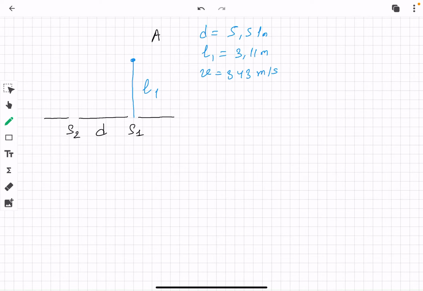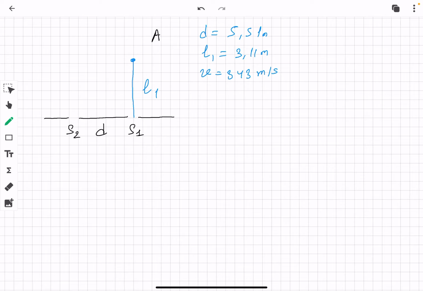Two speakers separated by a distance of 5.51 meters are driven in phase by the same amplifier. A listener is located at point A. A distance L is 3.11 meters directly in front of one of the speakers. What is the lowest frequency for which there is a maximum signal at A due to constructive interference? The speed of sound is given.